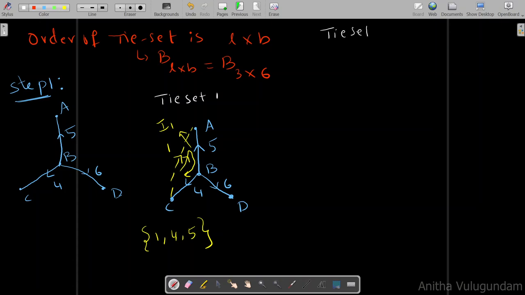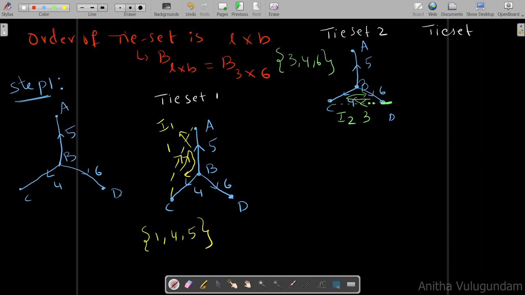Next, tie set 2. A, B, C, D and 5, 4 and this is 6. Next possible tie set. This is the direction of 3. And if you see, the direction of current in this loop is always the direction of flow of current in link. So in the same direction, the current will flow here. Let this value be I2. And this is tie set 2. The branches involved here are 3, 4 and 6.